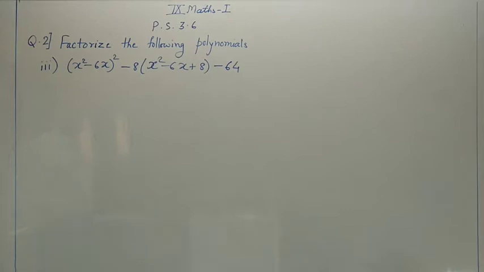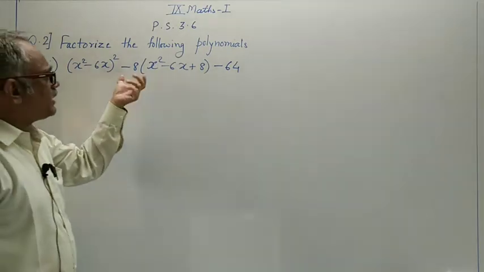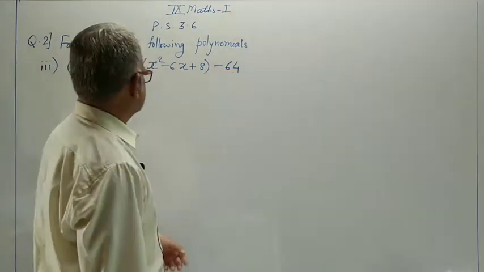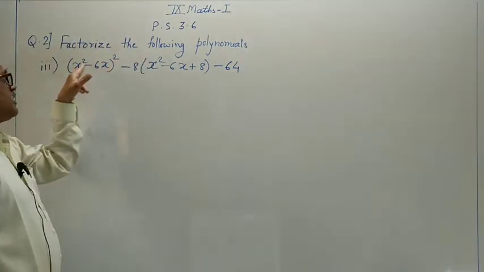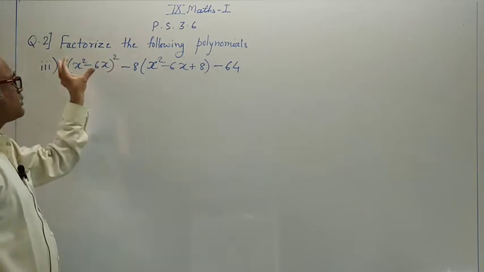Ninth standard students, pay attention. Factorize the next question: (x² − 6x)² − 8(x² − 6x + 8) − 64. If you observe neatly, if we expand the square it will change to x⁴, then we cannot factorize. Here we have to use the substitution method.